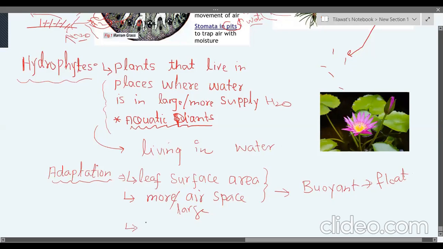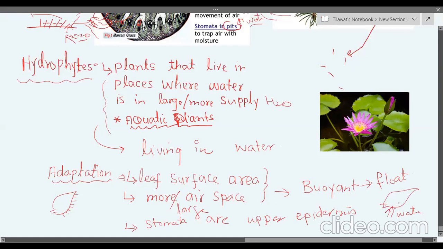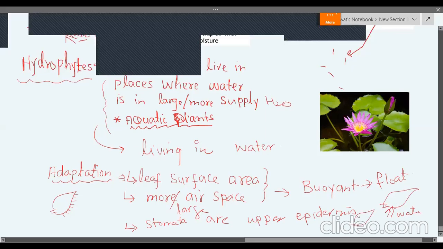Okay, another one, the leaf. This is a leaf of a land plant, right? A land plant contains stomata down on the lower epidermis. But in these plants, stomata are in the upper epidermis. Why? Because the lower region is exposed to water. If stomata are down, they will not take air easily. The first thing is water can enter those stomata, and another thing, they will not take air from the environment. That's why stomata are in the upper epidermis, so that exchange of gases takes place easily.